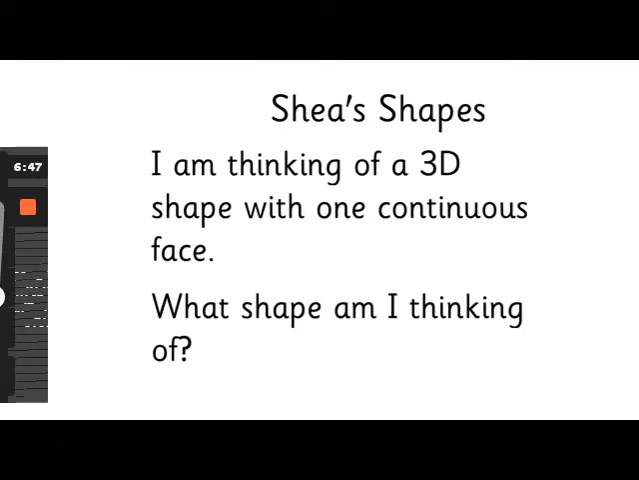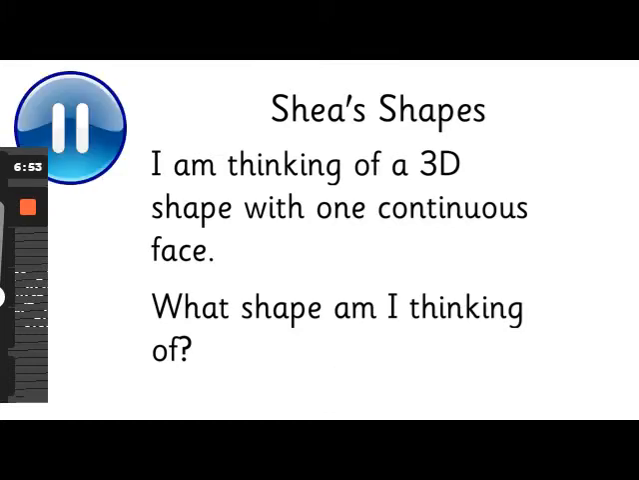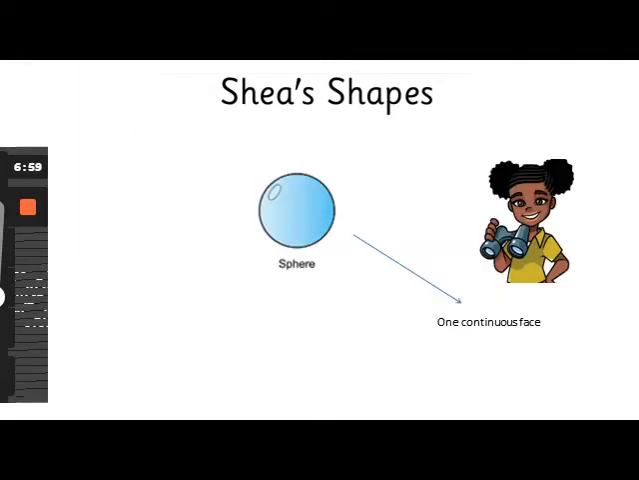So continuous means it keeps going. Think of what shape that could be. One continuous face. Well done, it's sphere. Very good. A sphere has one continuous face, as you can see here. It's got no edges. Well done.